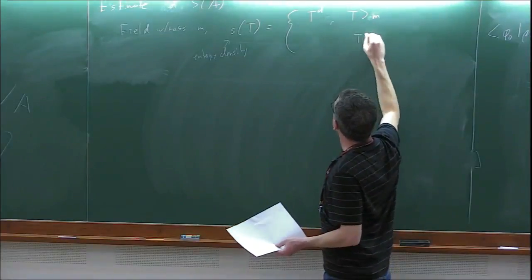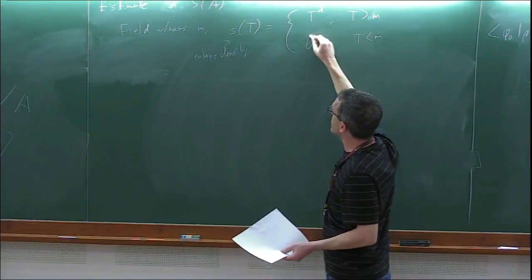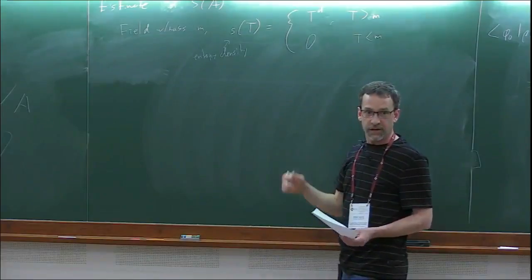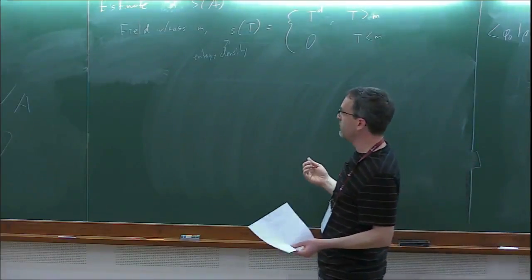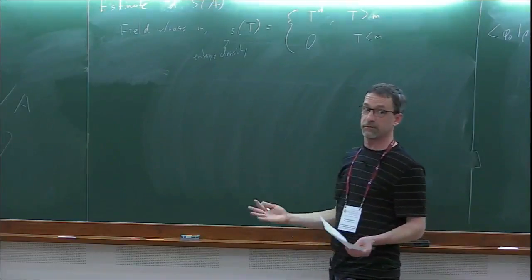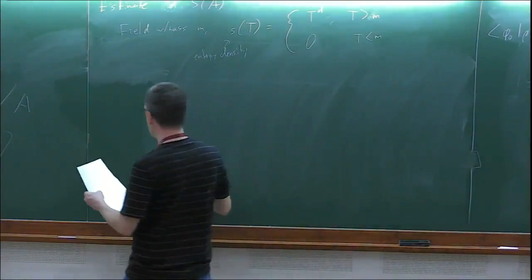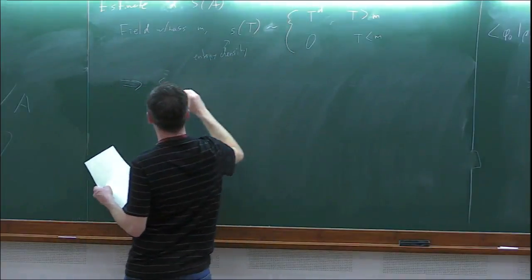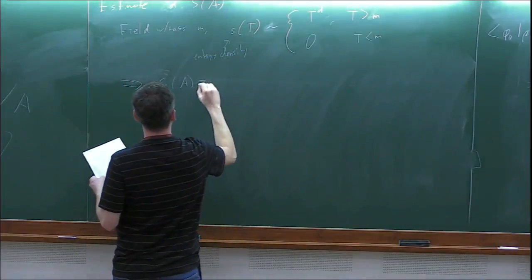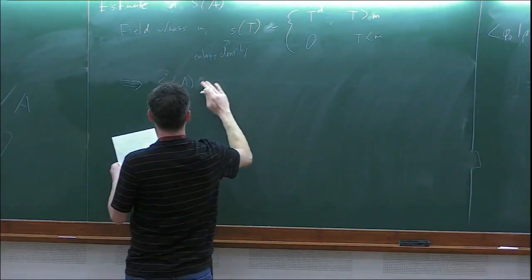And if T is less than M, then you can't excite the particles. Okay, this is an incredibly crude estimate of the entropy density, and I'm going to continue to be very crude and just integrate this with respect to space, just to get a feeling for what you have.